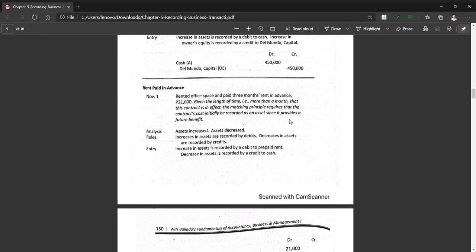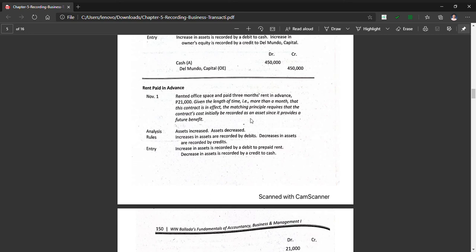So, any payments in advance, we consider that as an asset. Asset sa atin siya kasi it will be transferred as an expense in the future. So bale parang nag-acquire tayo ng pagbayad for in the future, right? So that is an asset.